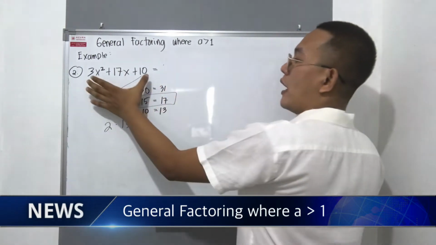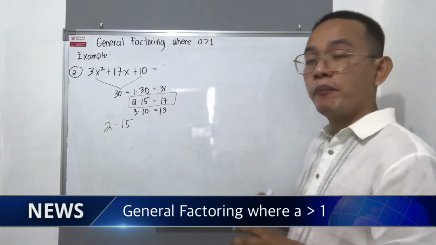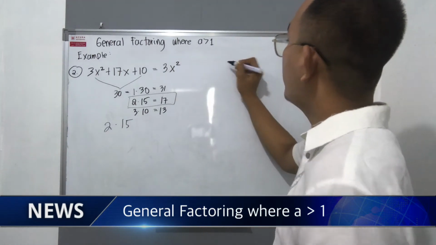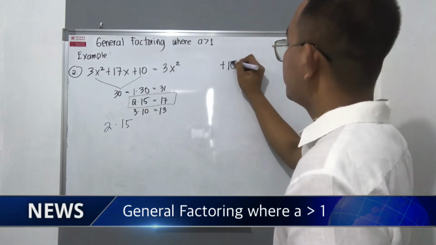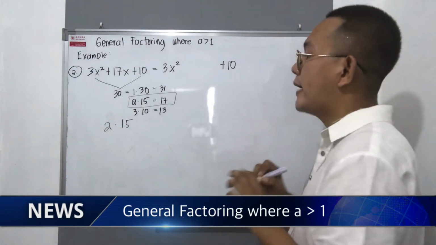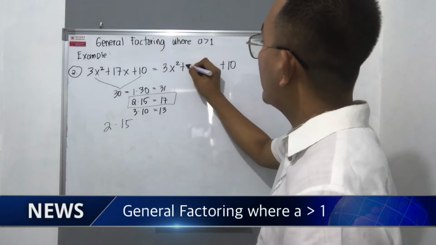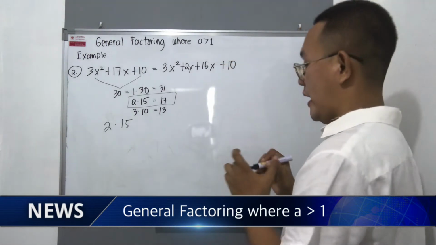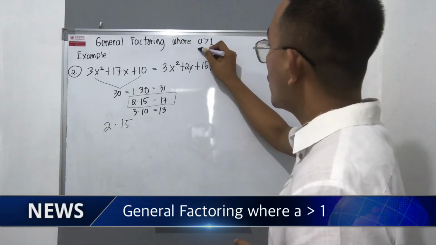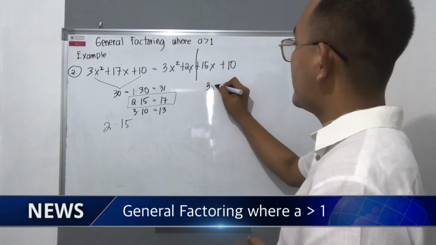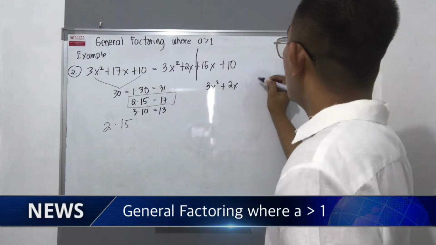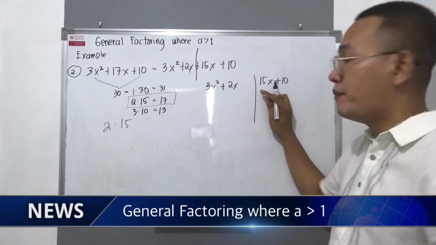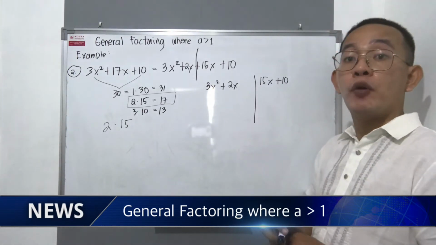Now, isusulat natin ngayon itong first polynomial natin sa other form of polynomial. Copy natin yung first term tsaka last term, 3x squared, and then maglagay tayo ng space plus 10. Anong isusulat natin? Positive 2, so magiging plus 2x. Yung isa is plus 15x. From this, hatiin natin sila ngayon sa gitna. Yung isa, 3x squared plus 2x. Yung isa naman ay 15x plus 10. Kunin natin yung common monomial factor nila.